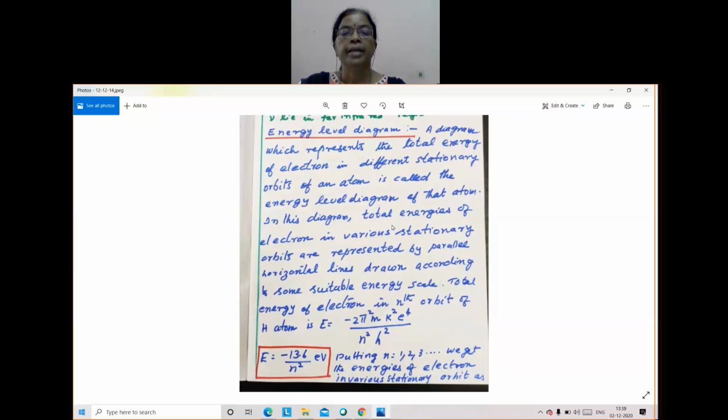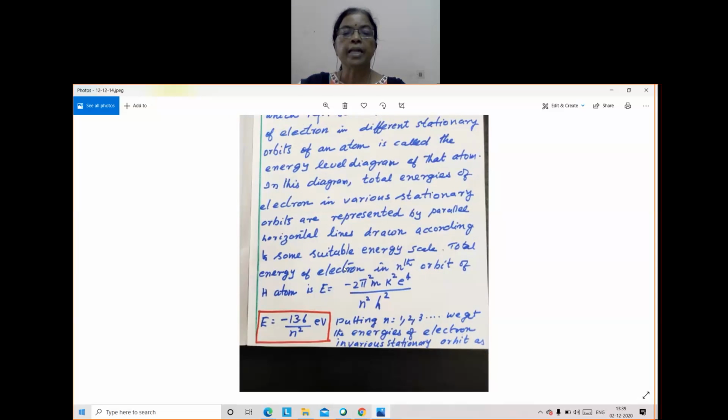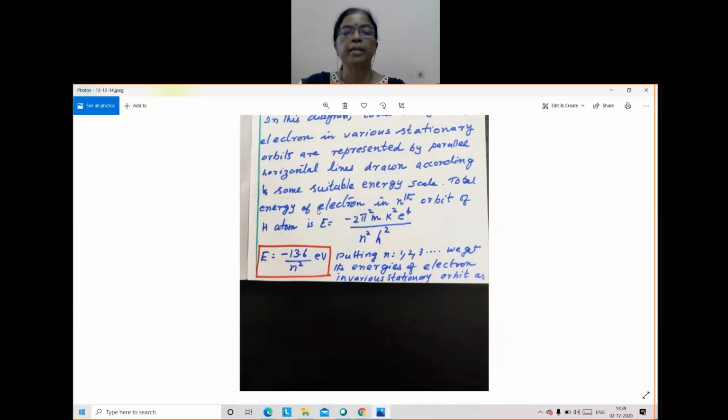The next is energy level diagram. How to draw the energy level diagram? That is what I have shown. The total energy of the electron in an orbit is given by the formula minus 13.6 by n square eV. Put n equal to 1, 2, 3. We get first orbit, ground state, n equal to 1. First excited state, n equal to 2. Second excited state, n equal to 3. Writing that, we get the energy in different orbits. So n equal to 1, we get ground state. Always remember that n equal to 1.